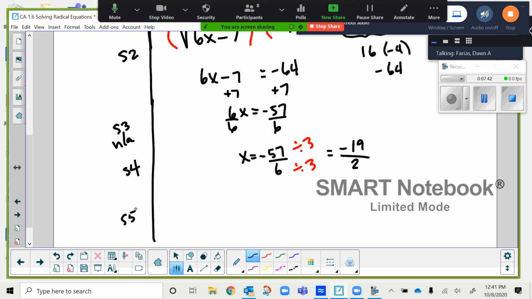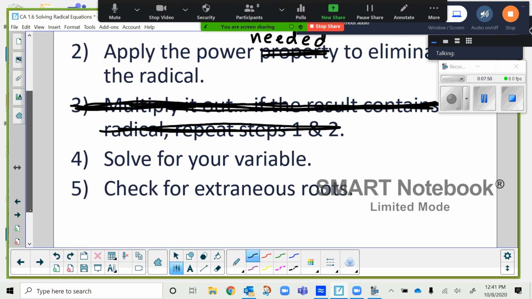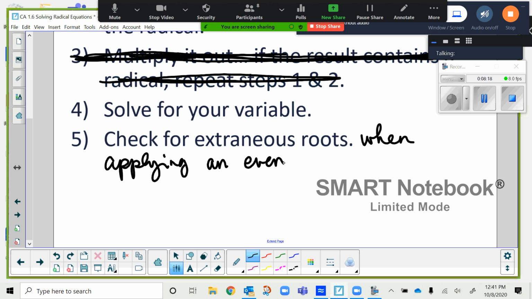Look at what you wrote down for step 5. It says, let me show it to you. Oh, dang it. I didn't write it down. I'm just messing up the whole thing. I want you to add this to your step 5. Check for extraneous roots when, so by the by, I'm modifying the step 5 that you wrote down. So if you want to add that, this is what we're adding. Check for extraneous roots when applying an even power in step 2.